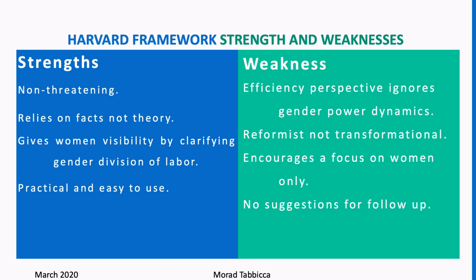So now to the strengths and weaknesses of the Harvard framework. So the Harvard framework is non-threatening. By saying non-threatening, we mean that it does not seek to transform the gender status quo. So what does that mean? To transform the gender status quo means that you are looking at the power dynamics within the community, and you are trying to make sure that men and women have more equal power within the community.